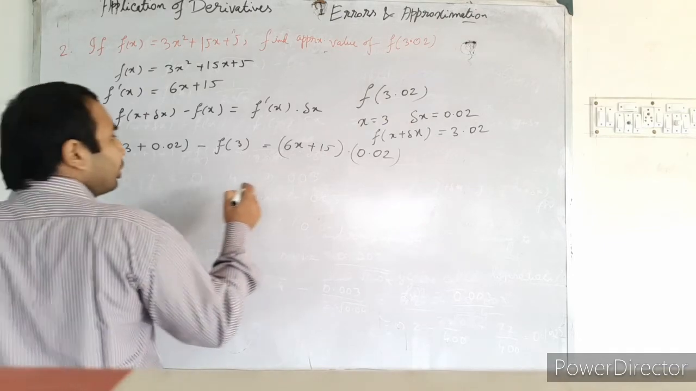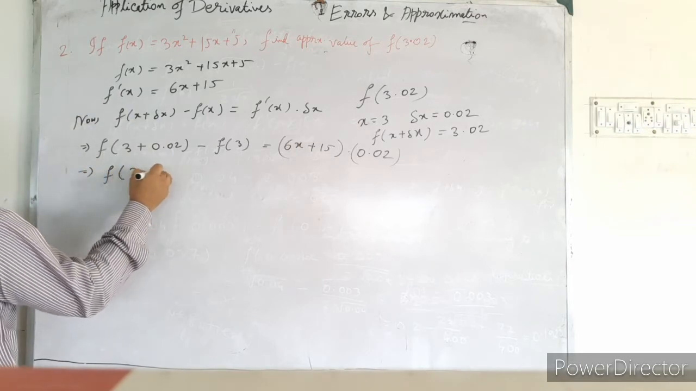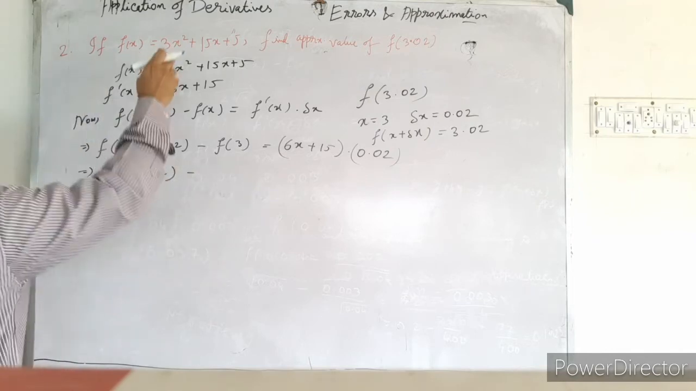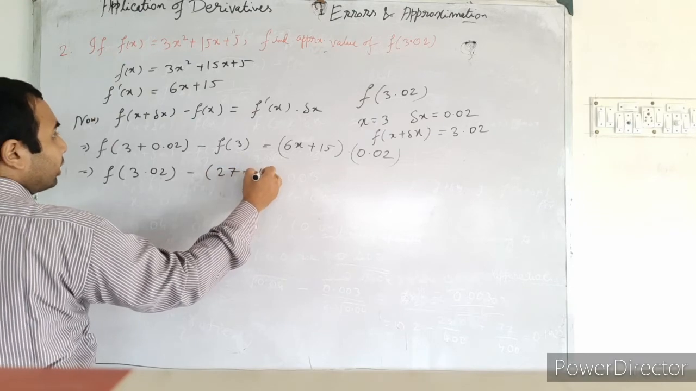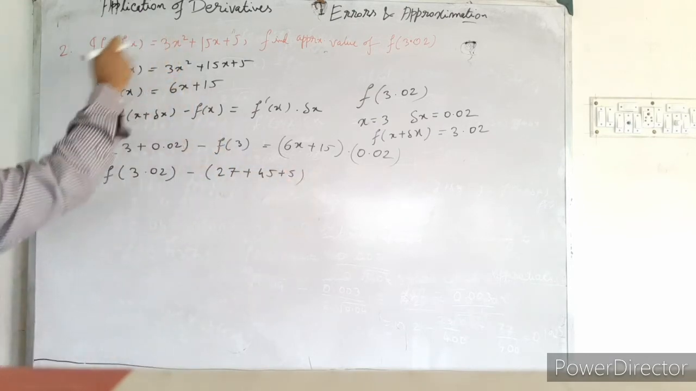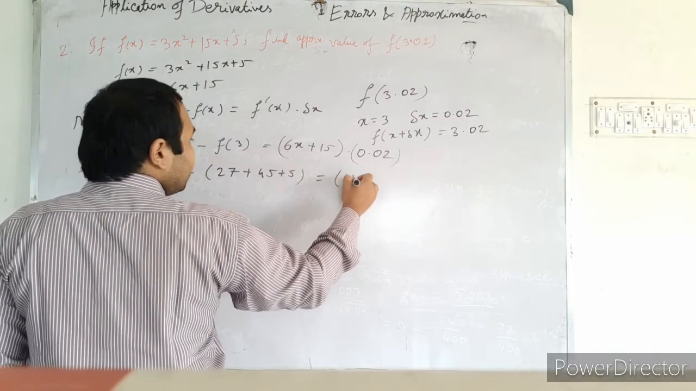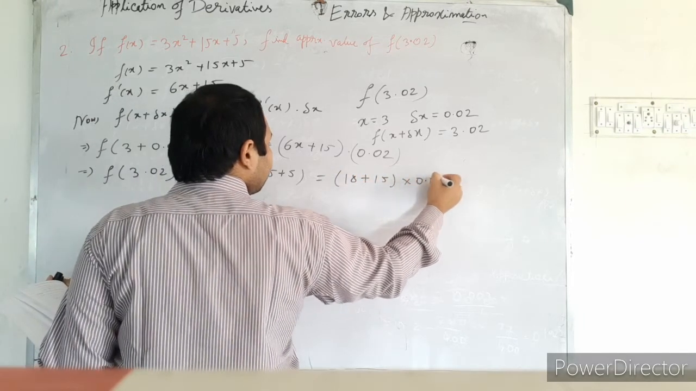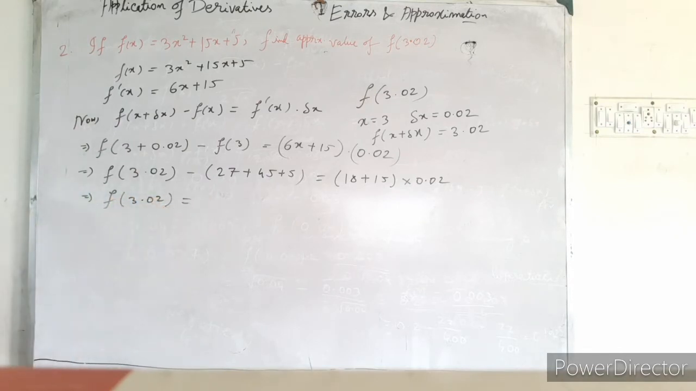So also you can write that the value of x is here. Okay, I am writing like that. So f of 3.02 now minus f of 3, put the value here. So 3 that means 27 plus 45 plus 5. I am putting the value here only. So here also 6 into 3 it is 18 plus 15 into 0.02. So now do the calculation. I am not doing the calculation directly. Okay, there it is 45 plus 27, so it is coming 72, 77.